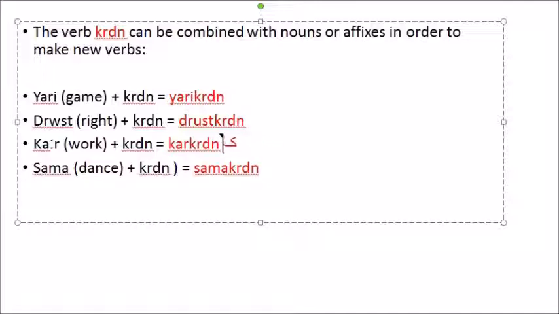Then we have sama. Sama means dance, okay? But if I say sama krdin, it means to dance. Actually, in Arabic, sama means sky. So it's not an Arabic word. Sama is a Kurdish word that means dance or dancing. It's a noun. But if I say sama krdin, it's a verb at that time.